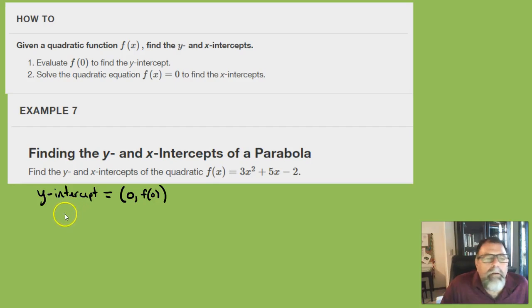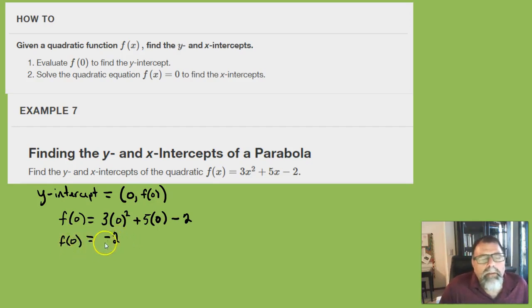Okay, so if we do f of 0, plug 0 in for all the x's. If it's in this general form, it's real easy because anything times 0 is 0, so the quadratic term goes away. So 0 squared is 0, 5 times 0 is still 0, minus 2. The only thing left will be your y-intercept. If it's in the other form, that takes a little bit of work. Not much, but same idea. So our y-intercept is (0, negative 2). Okay? So that's our y-intercept.